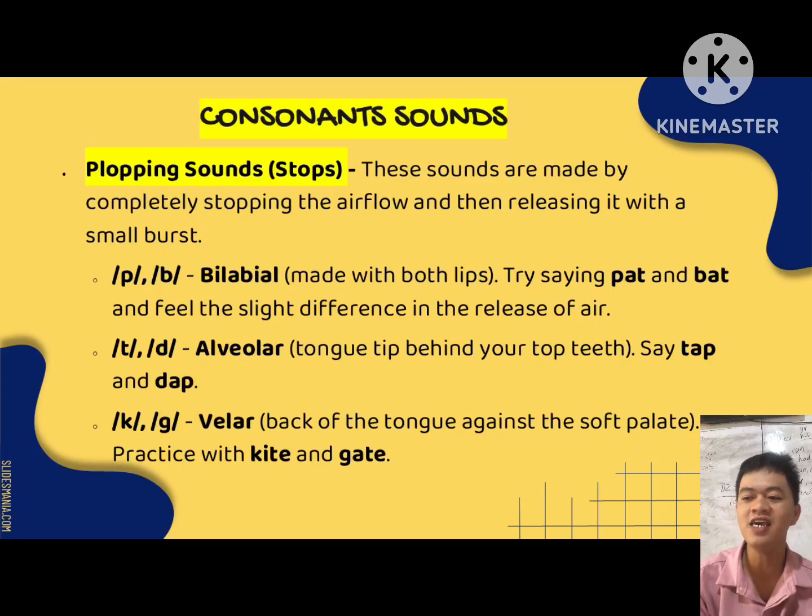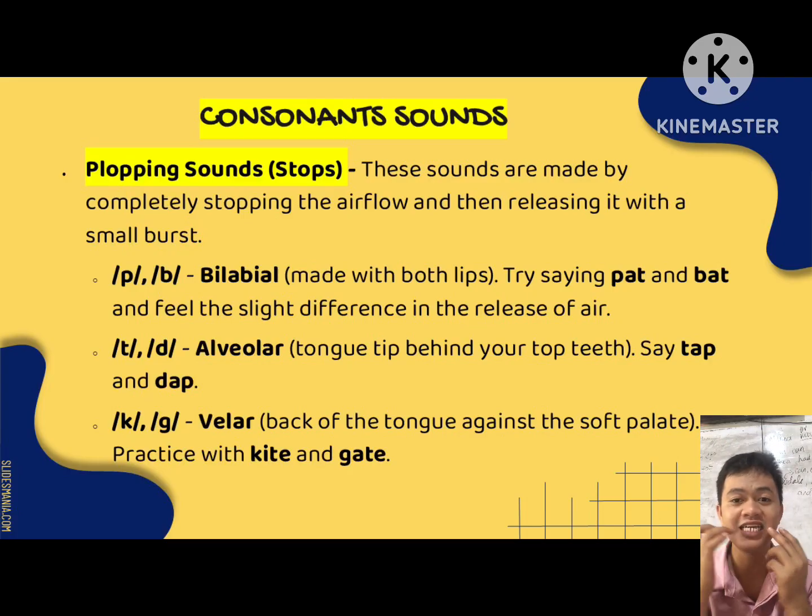Okay, next we have the alveolar, from the letters T and D. We use the tongue tip behind our top teeth, like T. Tongue tip here, and then behind our top teeth, like T, D. Say the words tap and dap. So the presence of our tongue and our teeth is very important to say the words tap and dap. So that is alveolar in our place of articulation.